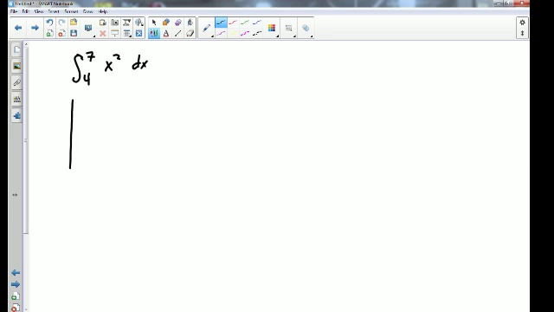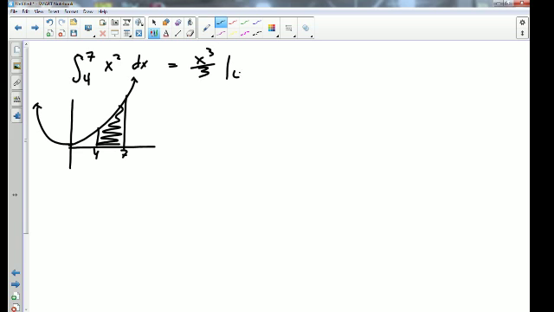You don't need to do this, but this is the area you're calculating, right? That's x squared. So, what is the antiderivative of x squared? x cubed over 3, evaluated from 4 to 7. Top minus bottom. So you have 7 cubed minus 4 cubed over 3.